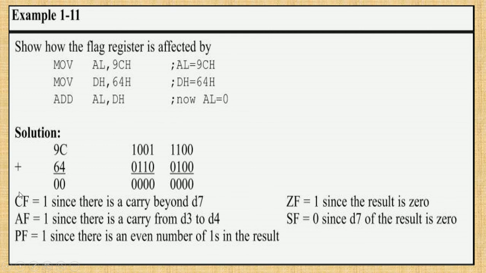Okay. What about the sign flag? What is the MSB? 0. 0 means positive. Positive means sign flag is reset, since D7 of the result is 0. Any doubts here? Clear? Okay. I just explained with respect to 8-bit.